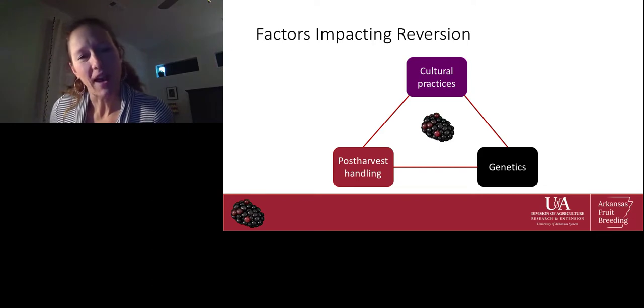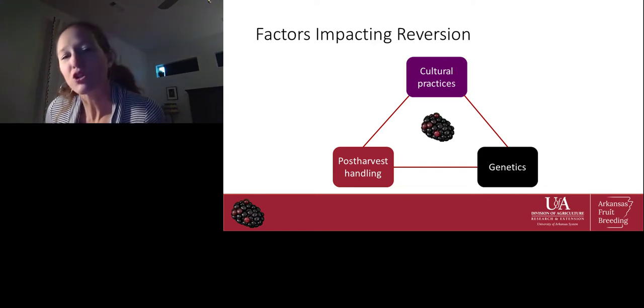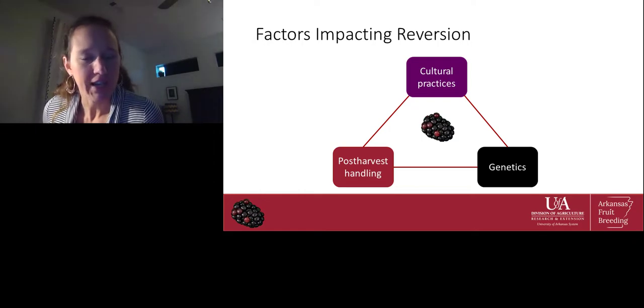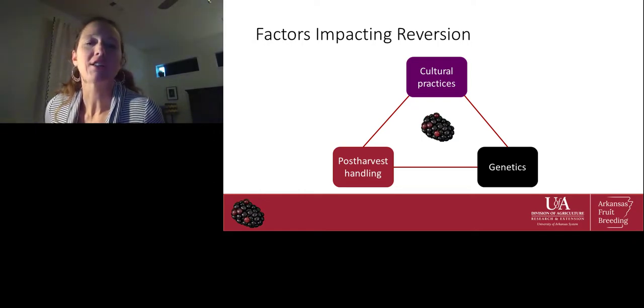What we know about the factors affecting red drupelet reversion is that we have an interaction of cultural practices that can impact how severe this disorder is. We know there's a big effect of cultivar or genetics on how severe it gets, and also post-harvest handling practices.